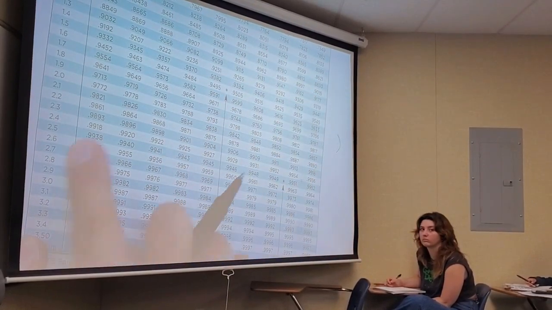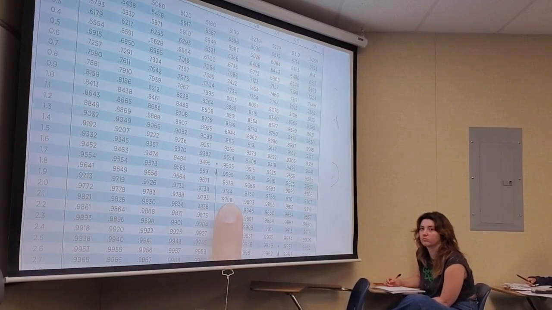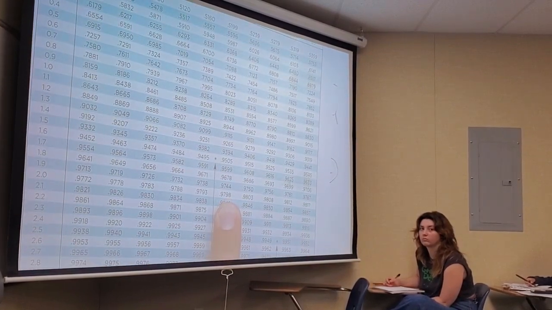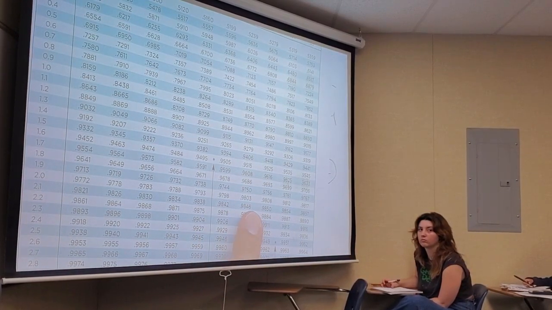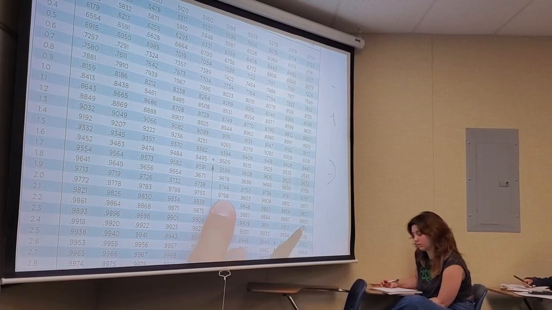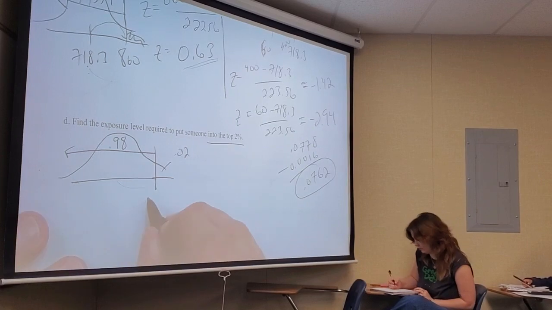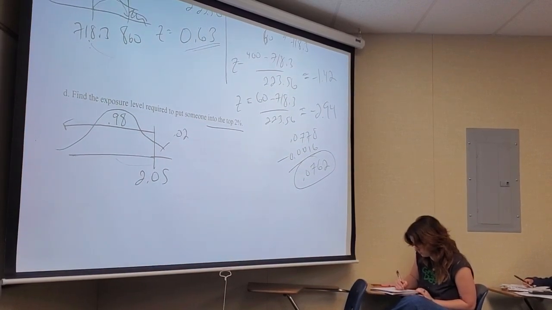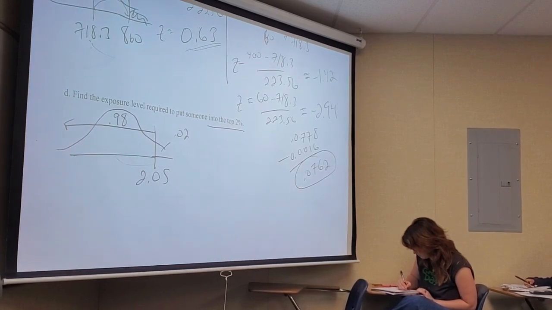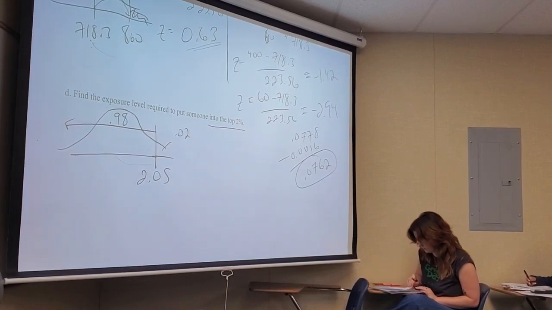So the closer I get to 0.98, 2.05, I love it. If you want to use 2.055, that's fine if you want to split the difference. Otherwise, you just get the closest you can. 2.05. So now I know this z-score. What does that mean? What's a z-score of 2.05 mean? It's 2.05 standard deviations above the mean.